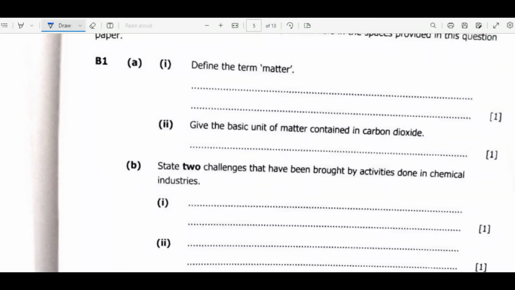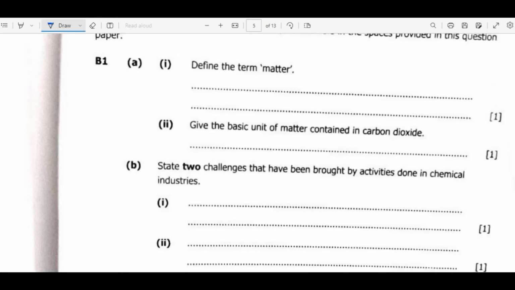Welcome folks. In this video I'm going to take you through science paper 2 for 2023, and we are going to look at question 1 up to question 5, and this paper was written by the external candidate. So let's have the first question.